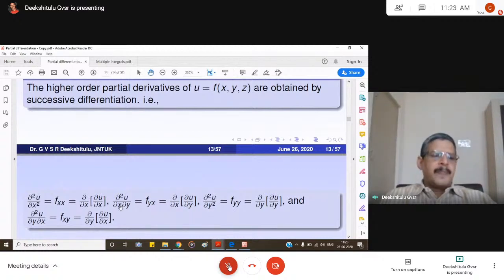When you have only 2 variables, ∂²u/∂x² is ∂/∂x of ∂u/∂x, ∂²u/∂x∂y is ∂/∂x of ∂u/∂y, and ∂²u/∂y² is ∂/∂y of ∂u/∂y, and so on and so forth.